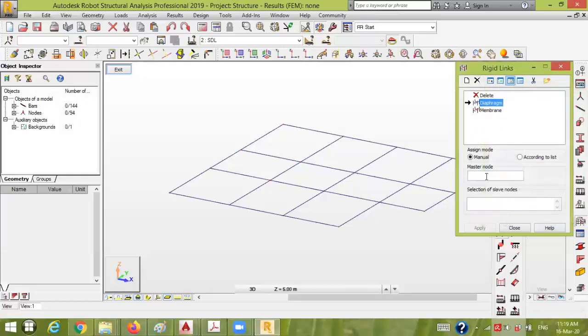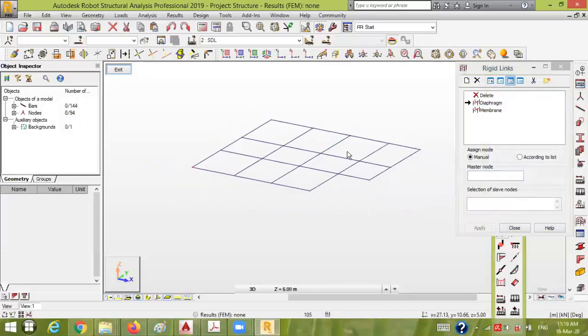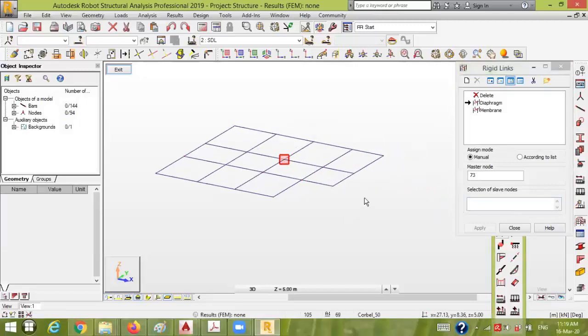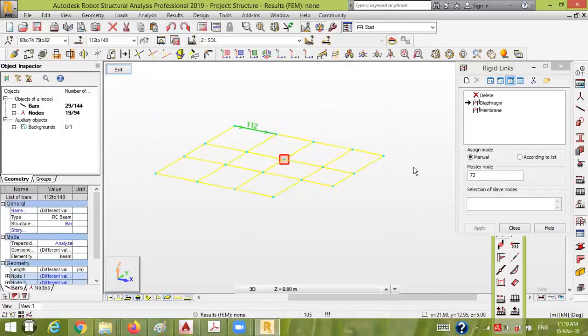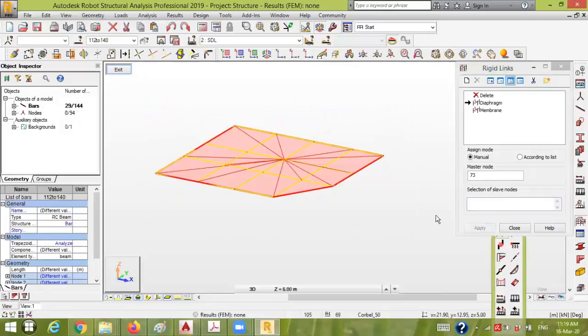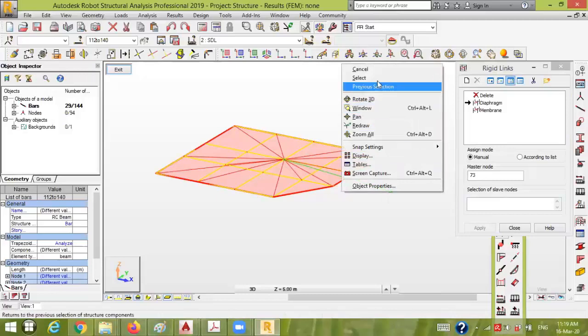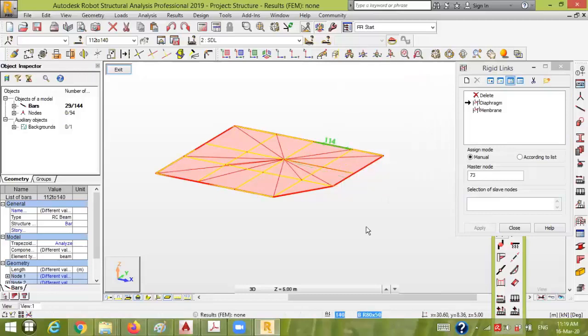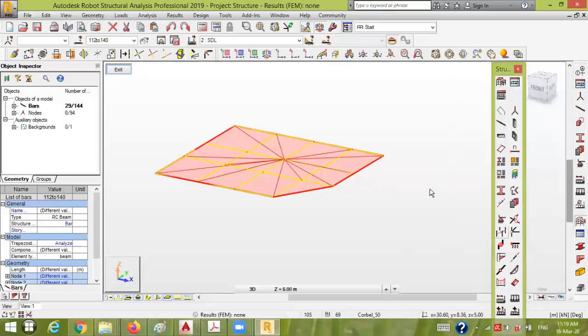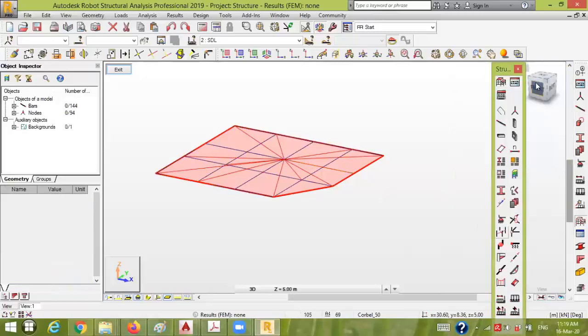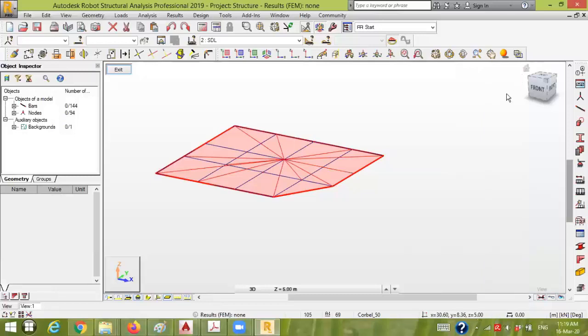The diaphragm will be defined by a master node, any node near the middle, and the slave nodes will be the remaining nodes, all the nodes. In this manner, we link all the nodes together to a common node, which can be any node in the middle or any other node. So now all these beams and nodes are linked together as if we had a real slab.